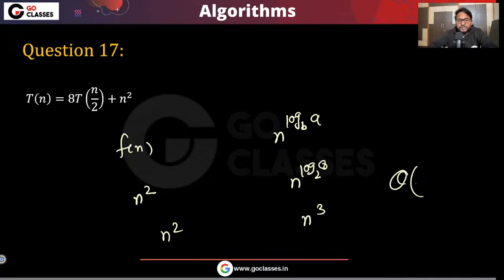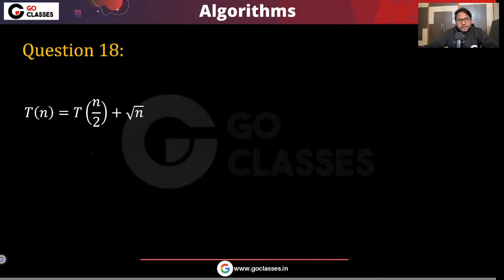See, which term is greater? You just need to tell me which term is greater, and based on that, you can get the answer, right? Okay, n cube is the answer. Theta of n cube. Yes. So that was the easy question. Great. Now let's go to the next question.